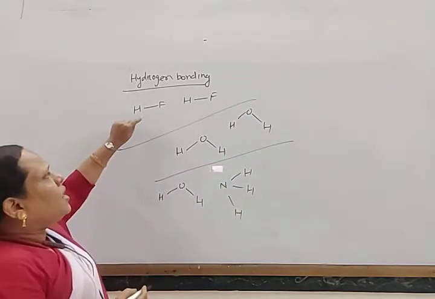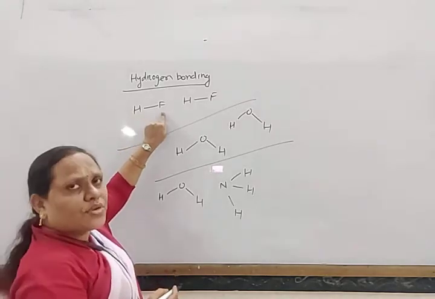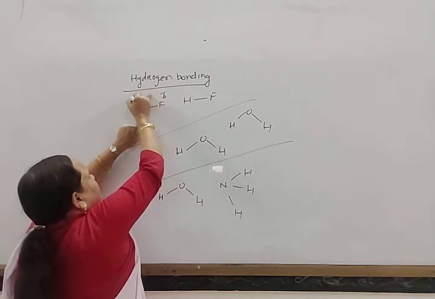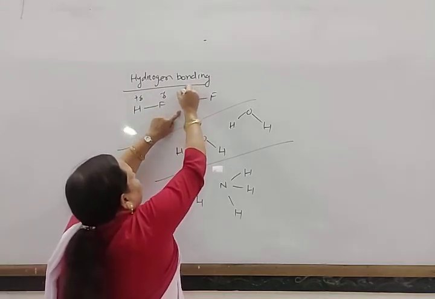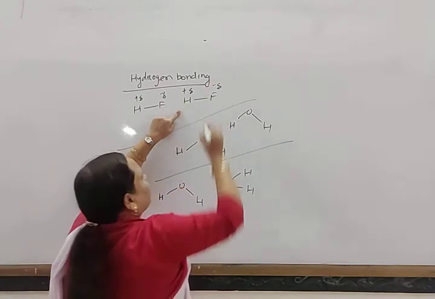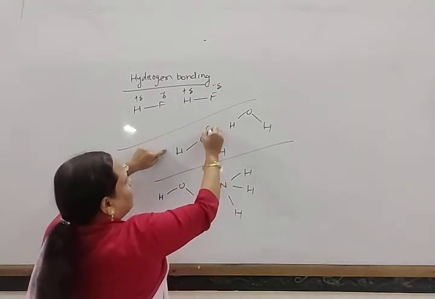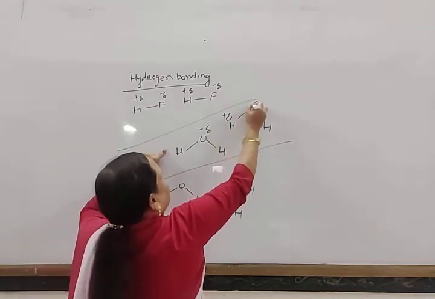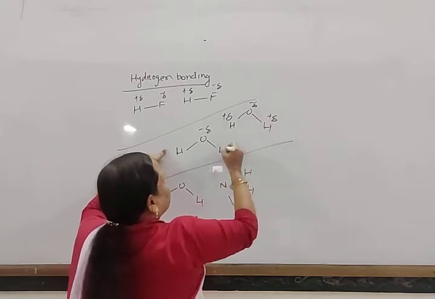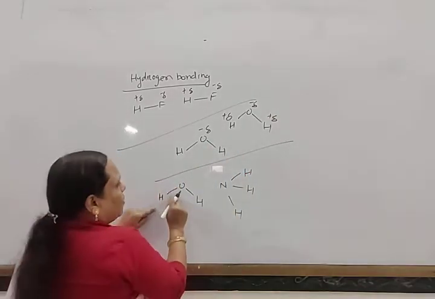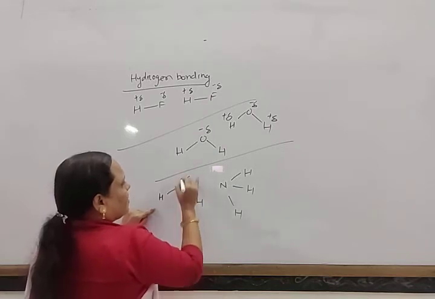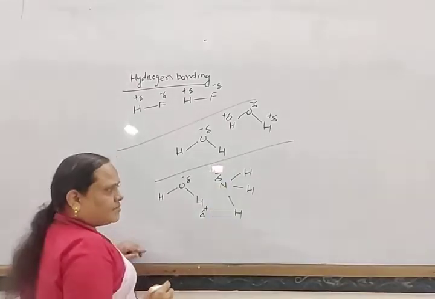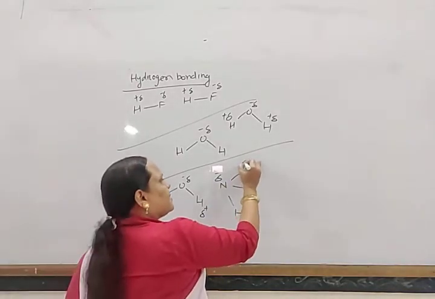Here, in hydrogen fluoride, fluorine is more electronegative than hydrogen, so fluorine has a partial negative charge and hydrogen has a partial positive charge. The same holds for the other molecule. In oxygen and hydrogen, oxygen has a partial negative charge and hydrogen has a partial positive charge. In the same way, in ammonia, nitrogen has a partial negative charge and hydrogen has a partial positive charge.